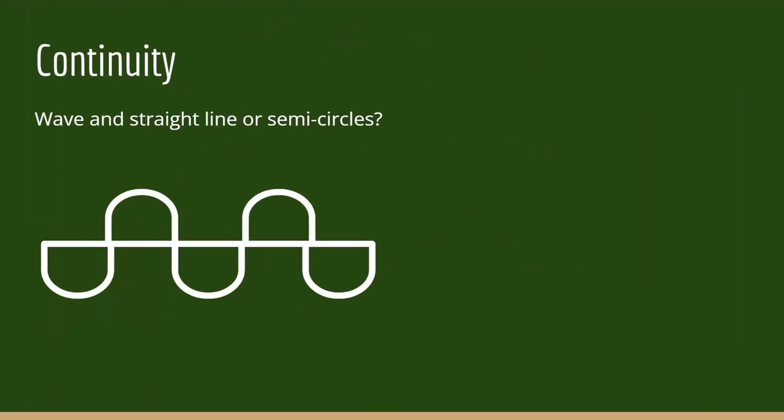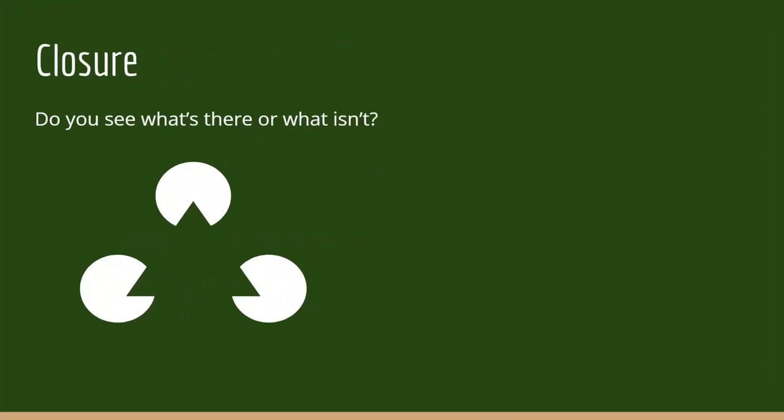Continuity, so what do you see? Do you see a wavy line with a straight one in the middle of it, or do you see a bunch of semicircles connected? You probably see a wavy line and straight line because we like continuous things better than discontinuous things like semicircles.